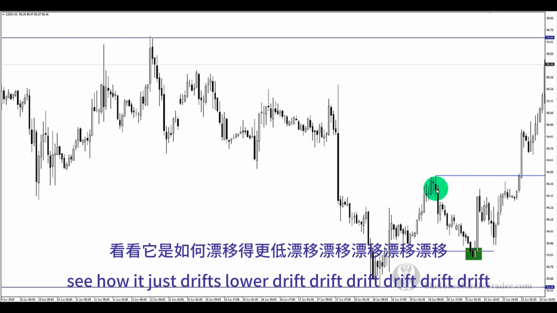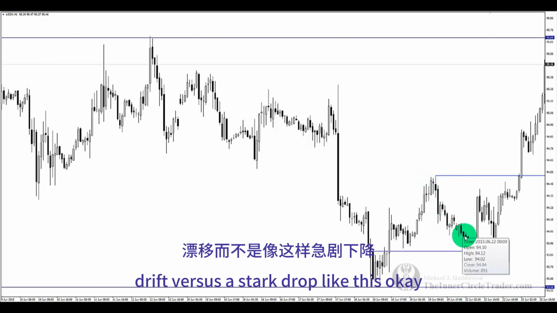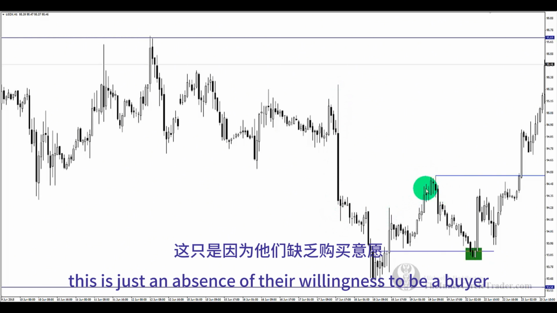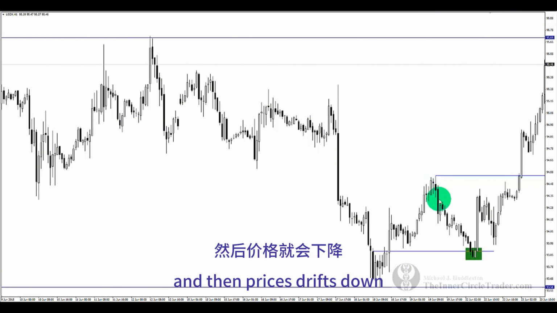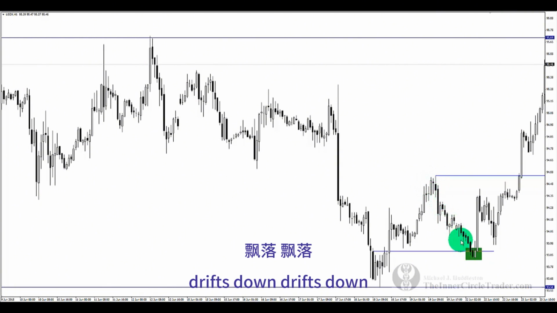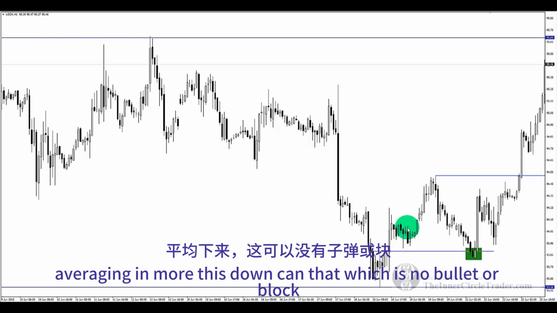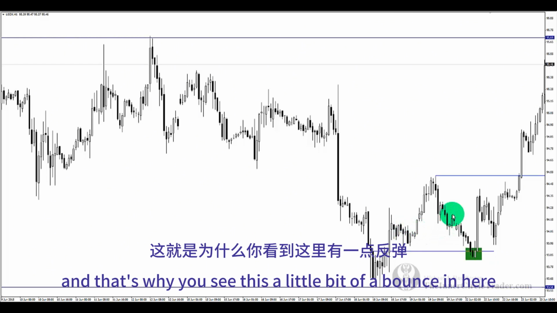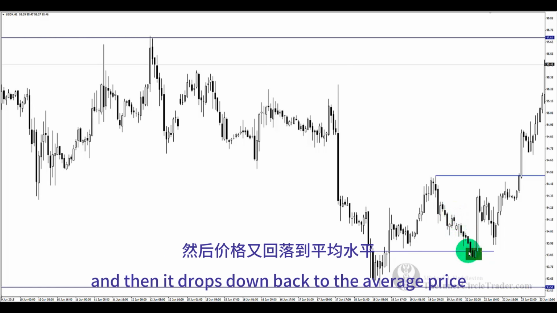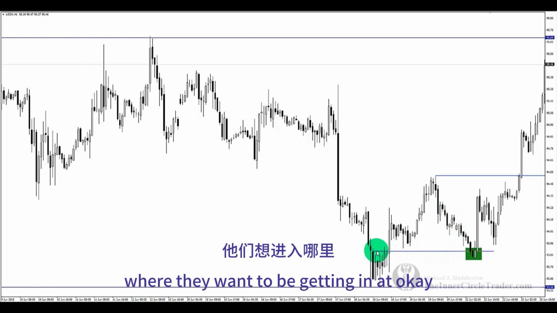See how it just drifts lower, drift, versus a stark drop like this. This is just an absence of their willingness to be a buyer, and then price just drifts down, drifts down, drifts down. They buy a little bit in here, averaging in more, this down candle, which is another bullish order block, and that's why you see this little bit of a bounce in here, and then it drops back down to the average price where they want to be getting in at.